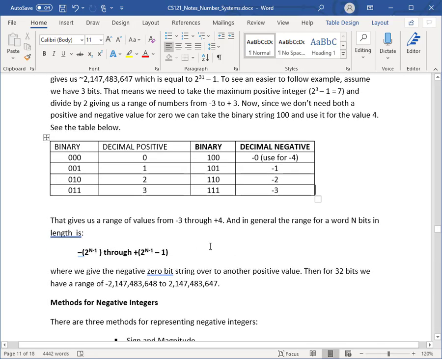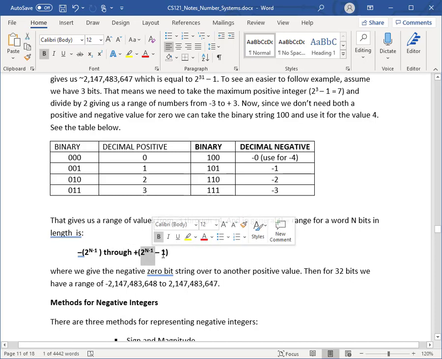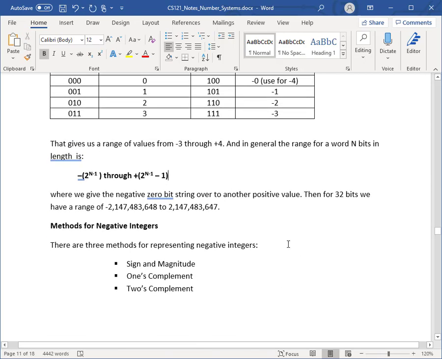If we break up our bits and have half as positive and half as negative, then the range of numbers we have goes from negative 2 to the n minus 1 all the way up to positive 2 to the n minus 1, minus 1, where n is the number of bits. If we had 32 bits, the range goes from negative 2 billion and something up to positive 2 billion and something. That's a technique that was adopted to allow us to store negative and positive numbers using the same number of bits.